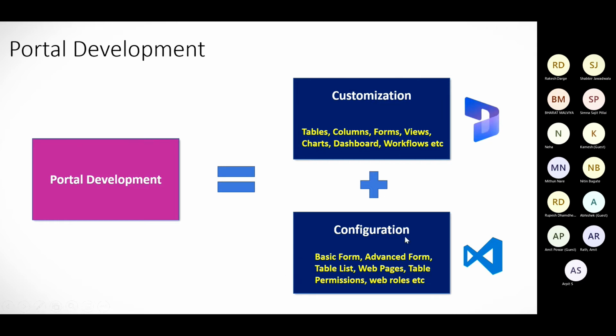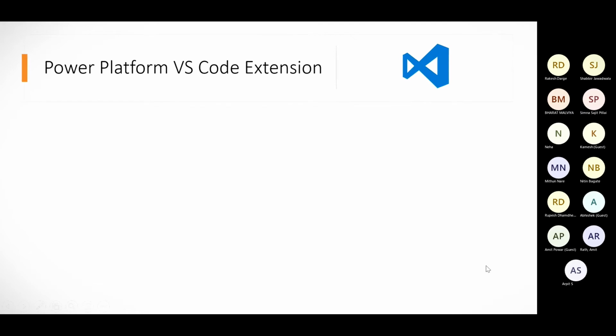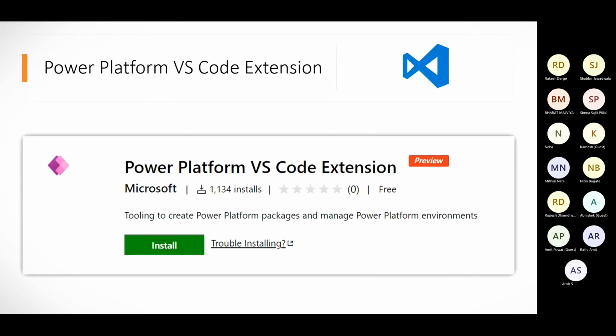Now how can I do the portal configuration using this VS Code? For that, we have the extension called Power Platform VS Code extension. The Power Platform VS Code extension is publicly available, provided by Microsoft. You can get it from the Azure DevOps extension marketplace and can freely install it in your VS Code. Okay, so I'm going to discuss that in the demo.